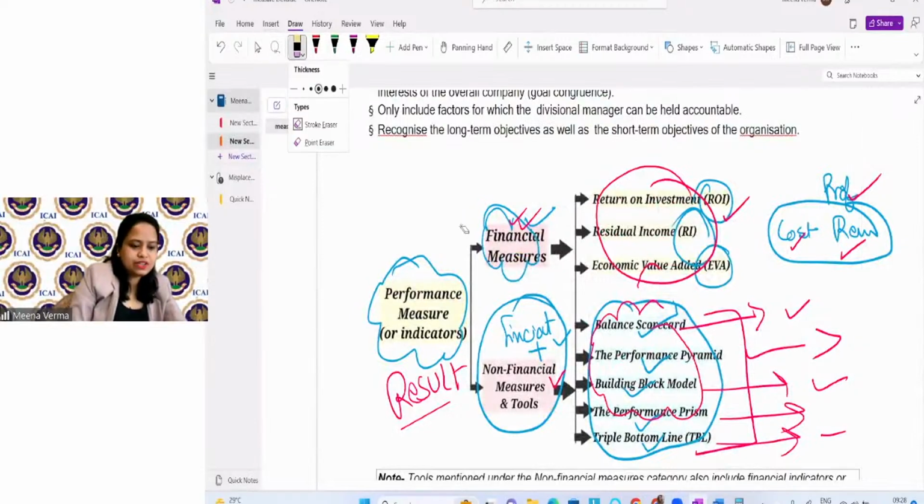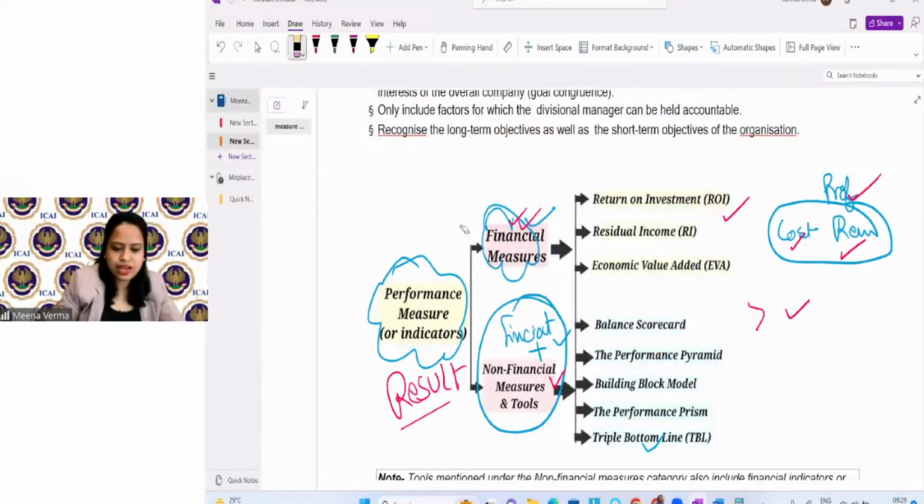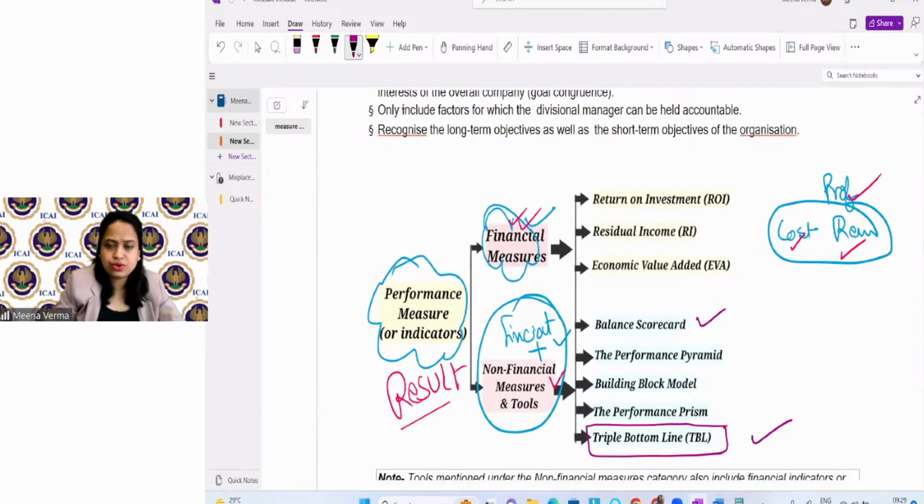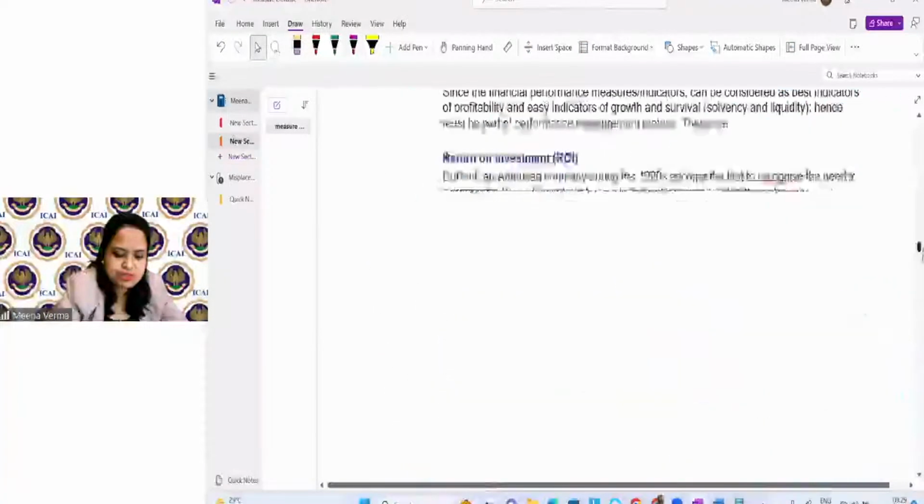So we have these topics. Out of all these topics, we have covered balanced scorecard, right? Now let's do this topic, triple bottom line. This is a small topic, so I want to take it first. Okay, let's go and see what triple bottom line is.